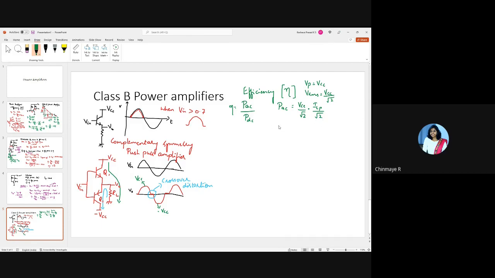Right? Now what will be PDC? What will PDC be equal to? It will be VCC into IDC. Correct? VCC into IDC. So now if I know the peak value of the current, can I get the DC value of that? You have done this in diodes, do you remember? If I know IL peak, can I get IDC from that?